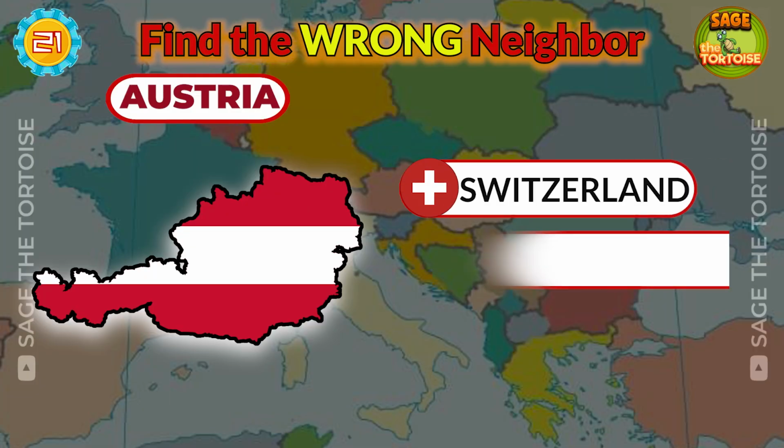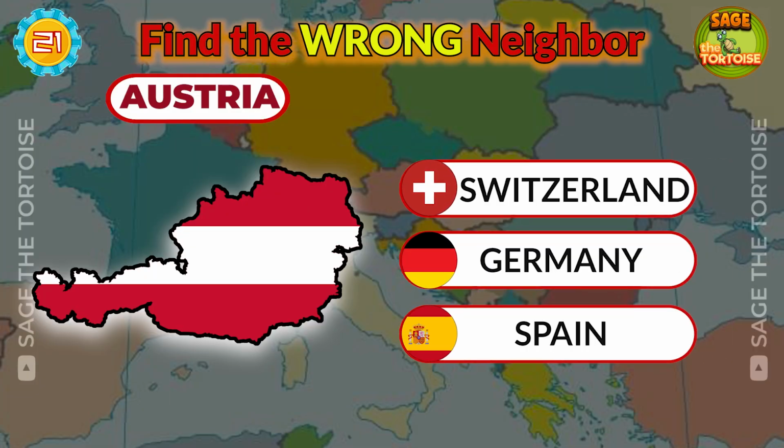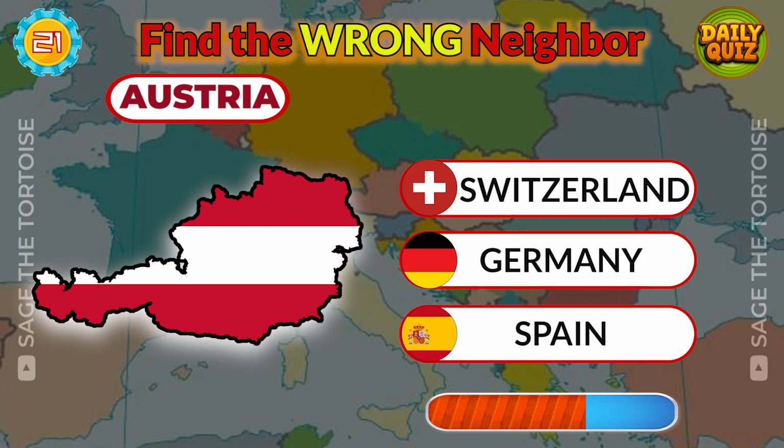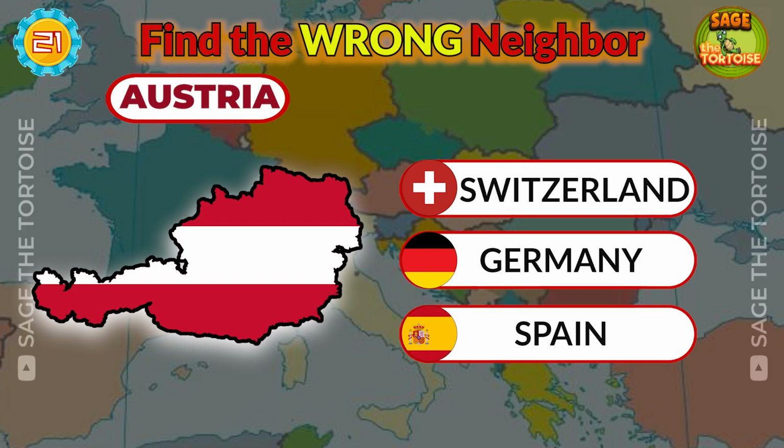Austria borders Switzerland, Germany, and Spain. Which one is wrong? The answer is Spain.